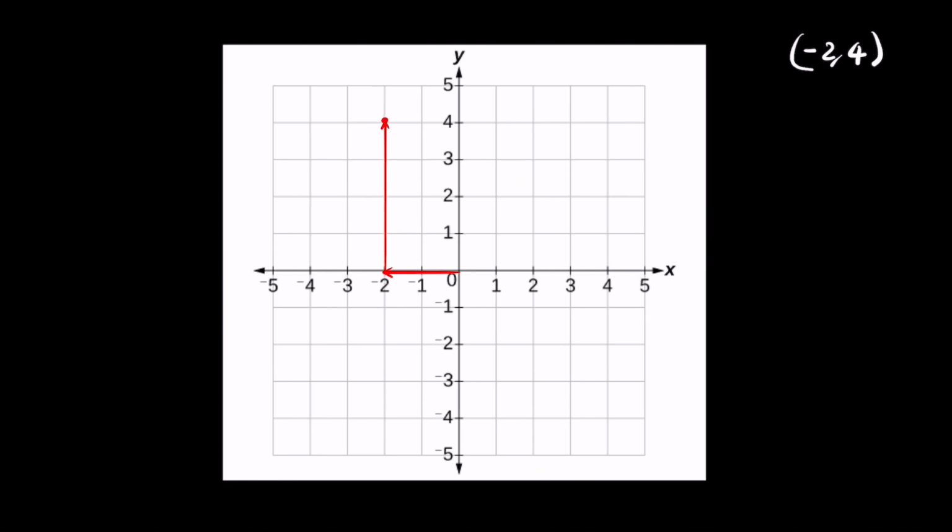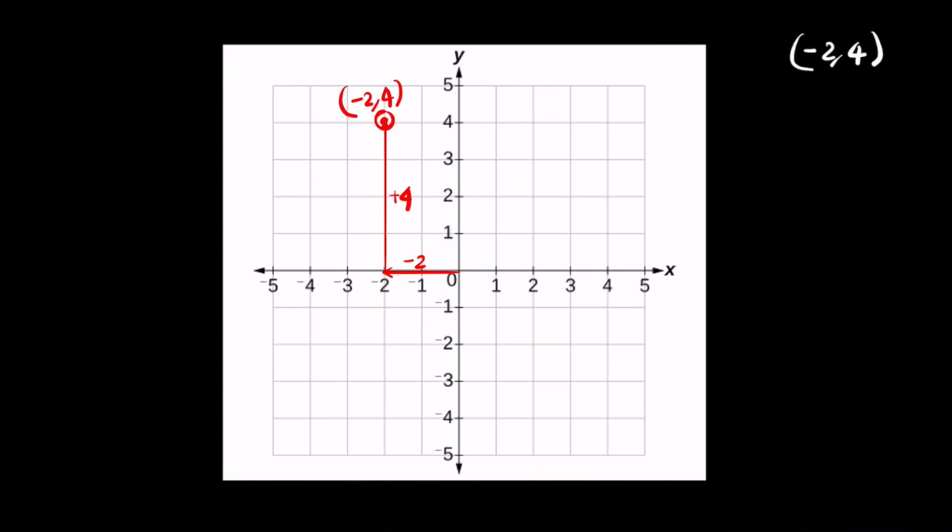So this point here represents minus 2 comma 4. So this is how you plot the points. First negative 2 in the x direction and plus 4 in the y direction. So remember how to plot the points.